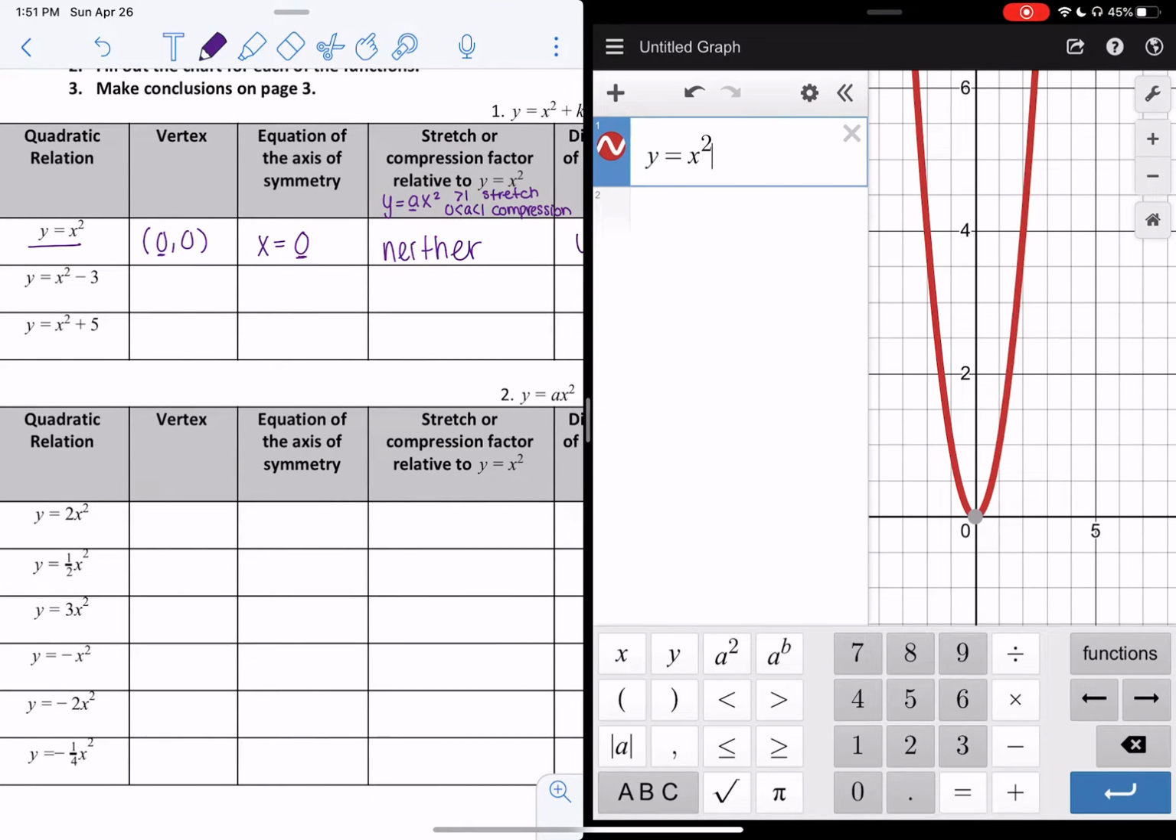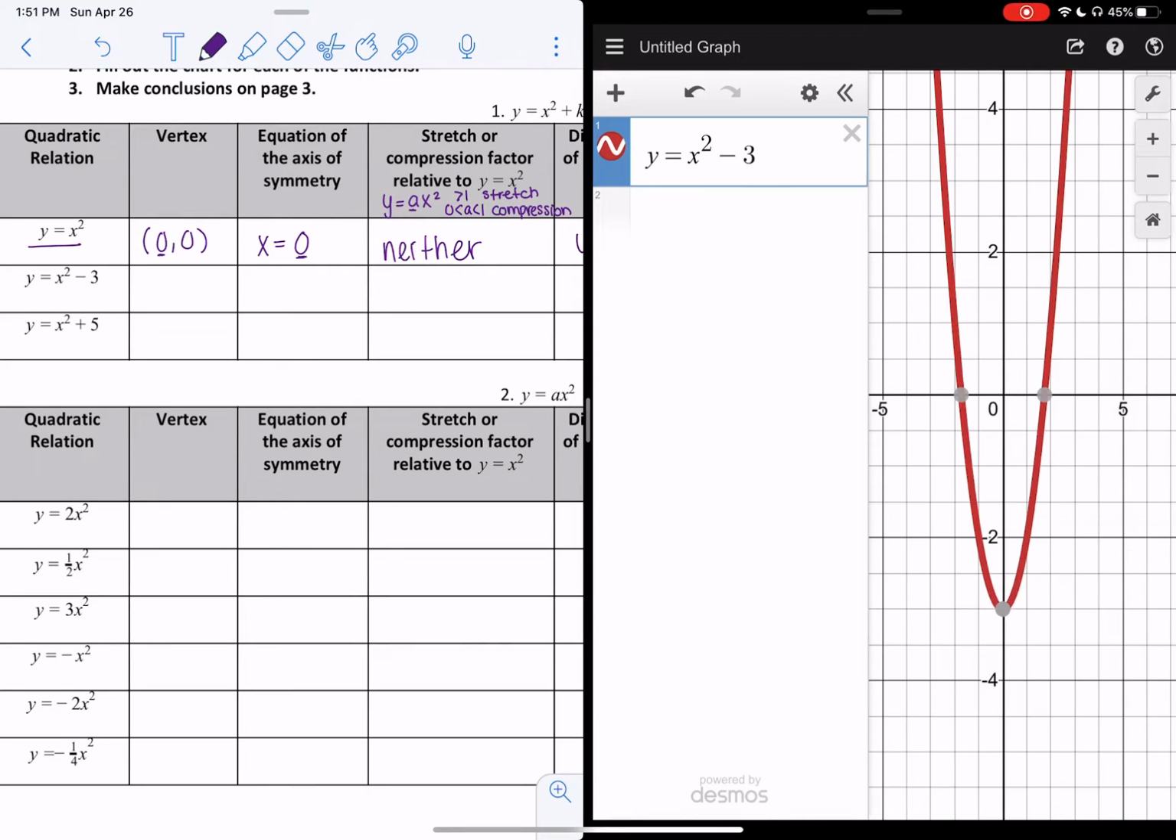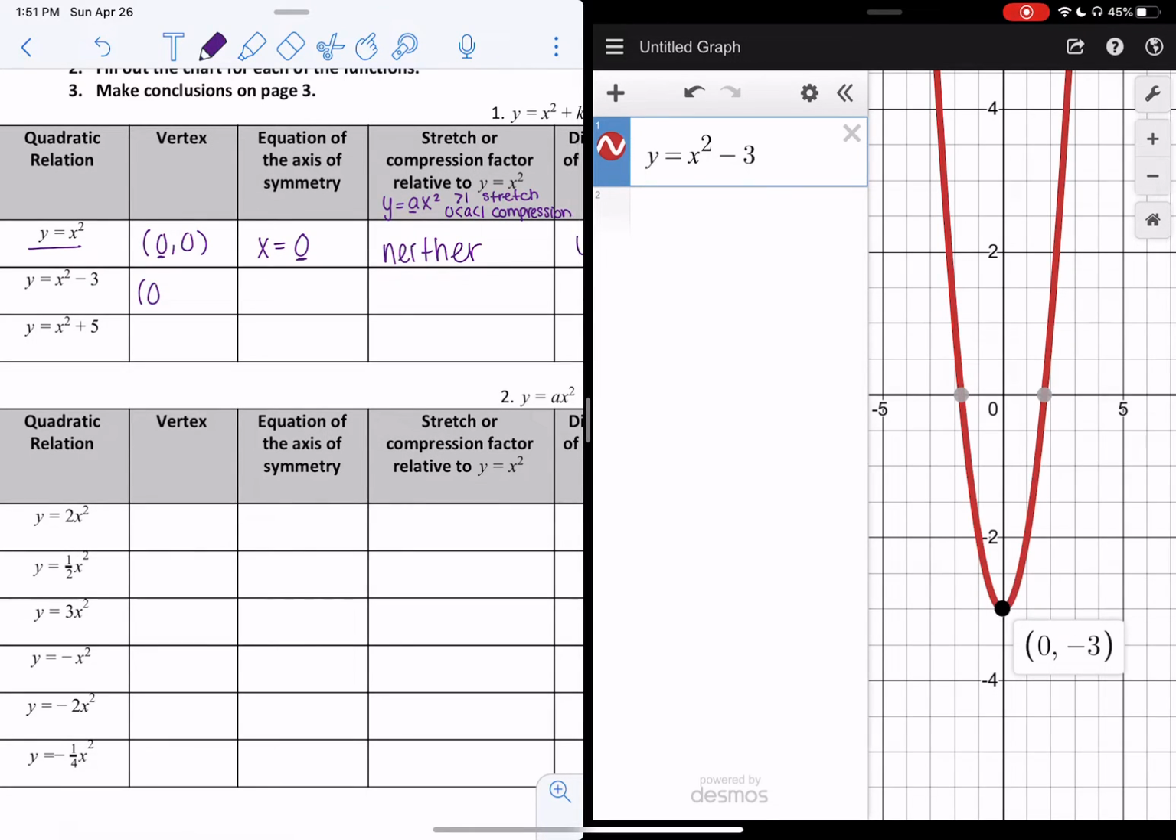So the next one is x squared minus 3. Again, we'll start by identifying our vertex. DESMOS is really nice, and it will identify it for you if you click the line. So my vertex is at 0, -3. Then I want to look at my axis of symmetry, so what line cuts this in half? Again, that would be x equals 0, or the y-axis.